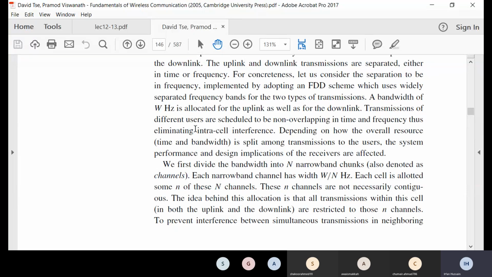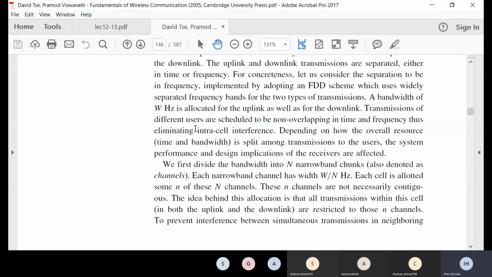Intra means within a cell. So within a cell, no problem. Let us say if I give one user, as you have seen in chapter 3, we did one very, very important example. Let us say we have a 200 kilohertz bandwidth. So we have several 200 kilohertz bandwidths, and each 200 kilohertz bandwidth is shared among 8 users.